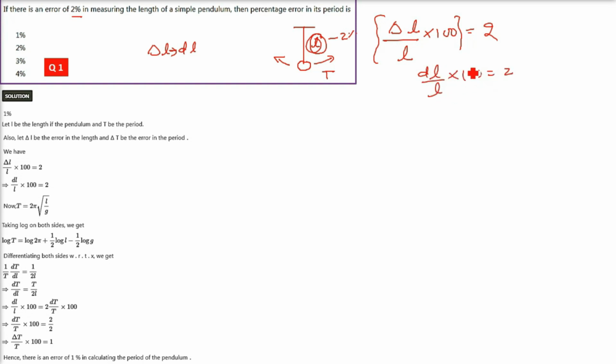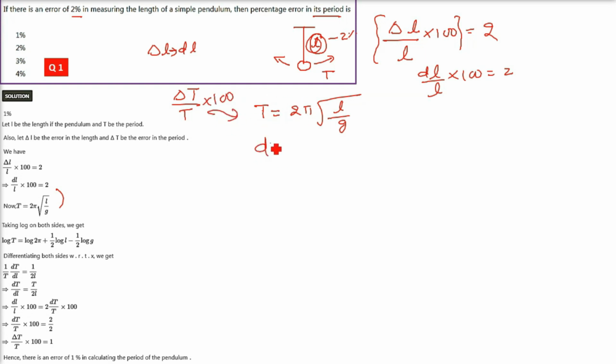Alright. Now the time period. The formula of time period you have to recall, I have given here also for your reference. That is going to be T equals 2 pi under root L by g. Now I'm going to differentiate it and you'll see what is the problem. 2 pi is a constant and gravity g is a constant. So the percentage error in its period, that is delta T by T into 100, has to be computed. That is what we are interested in.